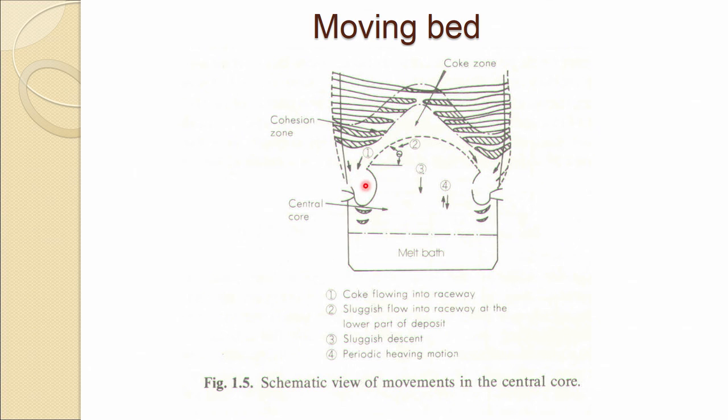Because the raceway shape is more toward the upward side than the horizontal side, coke is coming into this raceway region from the top. So, this is like a funnel type of flow. Very little coke comes from the side, and most of the coke flow is occurring from the top, like a funnel type of flow coming into this region.